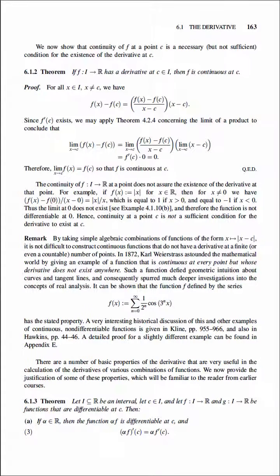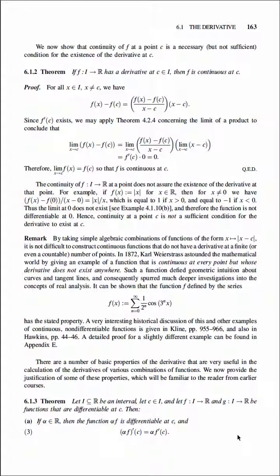Going on, 6.1.2 is pretty important. This is a theorem that is pretty central. And the remark in the middle of the page is pretty cool. You could read that. It's a really great pathological example.